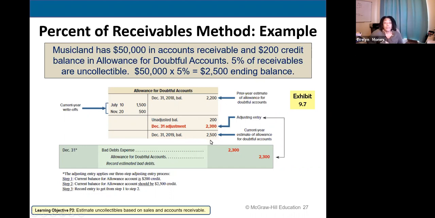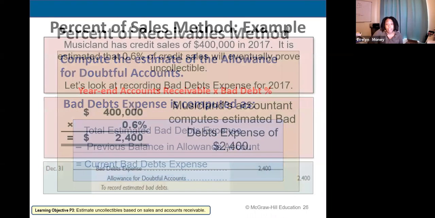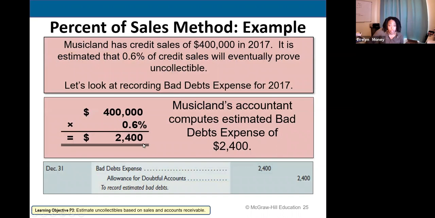balance. The percentage of receivables method is said to have a balance sheet focus because the number that I calculate is ultimately the number that shows up on my balance sheet here. The percentage of sales method is said to have an income statement focus because the number that I calculate is the number that will show up on my income statement, or this $2,400 that shows up in bad debt expense.